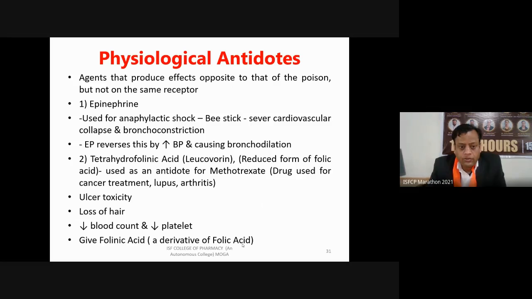So tetrahydrofolinic acid is used as an antidote of methotrexate poisoning. It is also used in ulcer toxicity, in loss of hair, and when there is decreased blood count and decreased platelet count. So, in all these conditions, we use tetrahydrofolinic acid, or folinic acid, a derivative of folic acid. So, these all are included under physiological antidotes, that include epinephrine and tetrahydrofolinic acid.